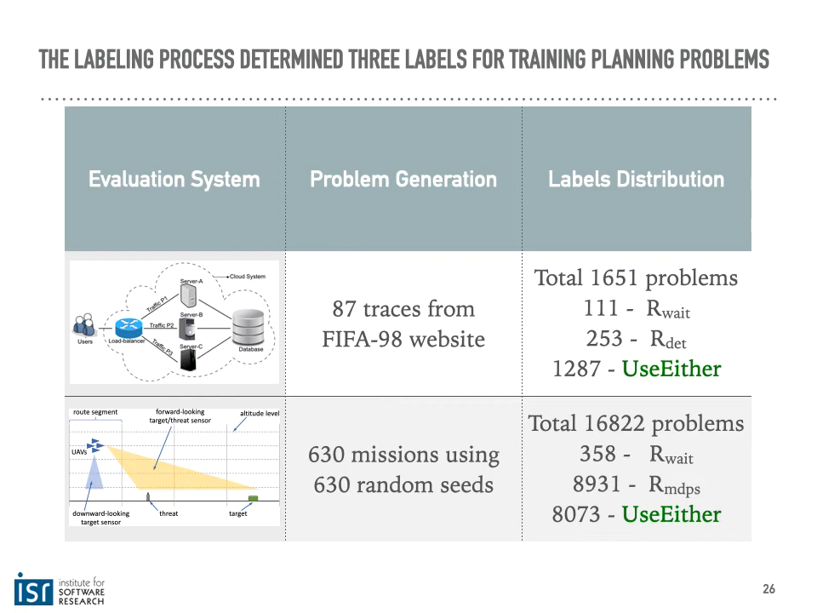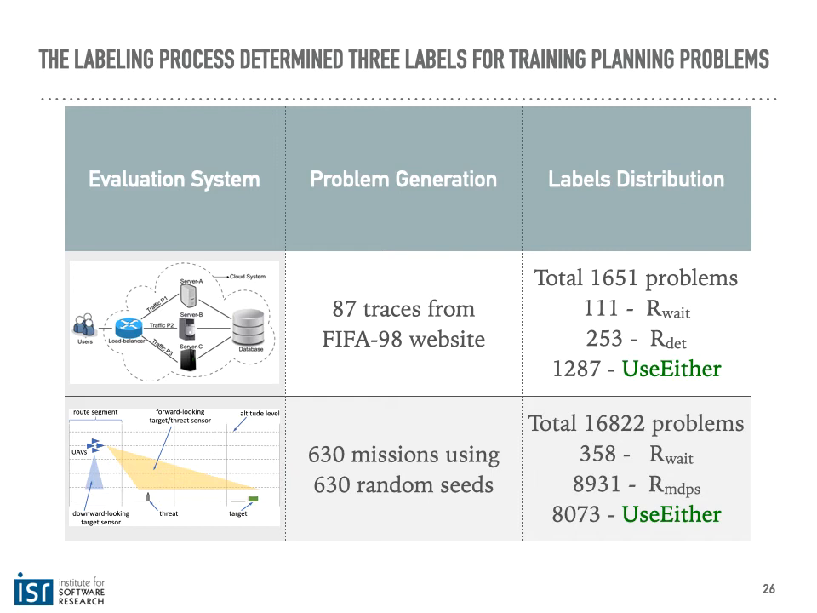To generate training problems for the cloud-based system, we used FIFA World Cup traces as a representation of a realistic workload. In total, 1651 problems were generated for training. On labeling the planning problems using probabilistic model checking, 111 problems were labeled as R-wait, meaning for these problems, waiting was the better option compared to using deterministic planning. For 253 problems, deterministic planning was found to be better than waiting, and the remaining problems were labeled as use either, meaning both the wait planner and the deterministic planner provided equal performance. Keep this use either label in mind, as I will refer to it again in the next slide.